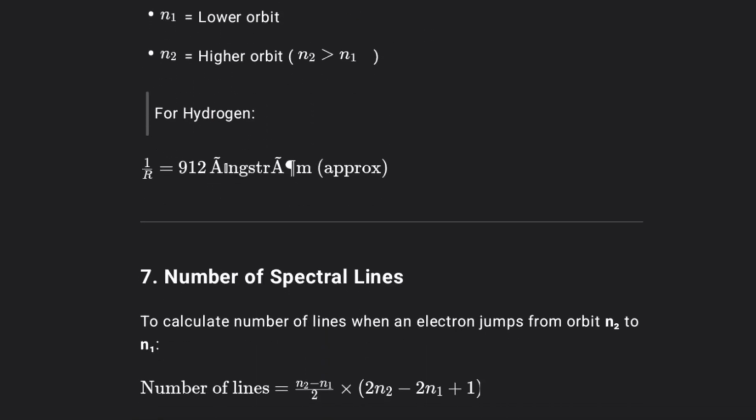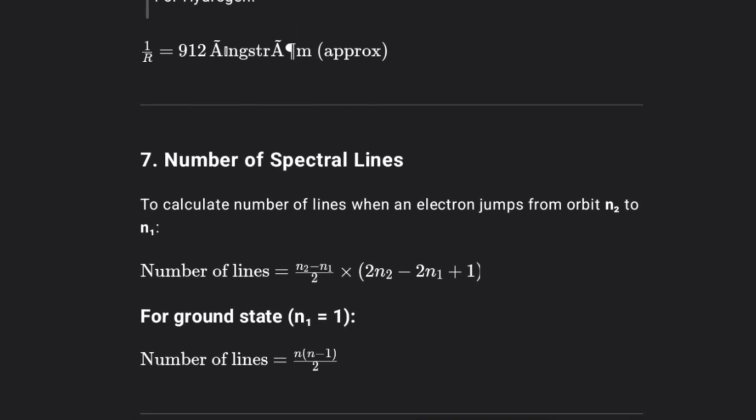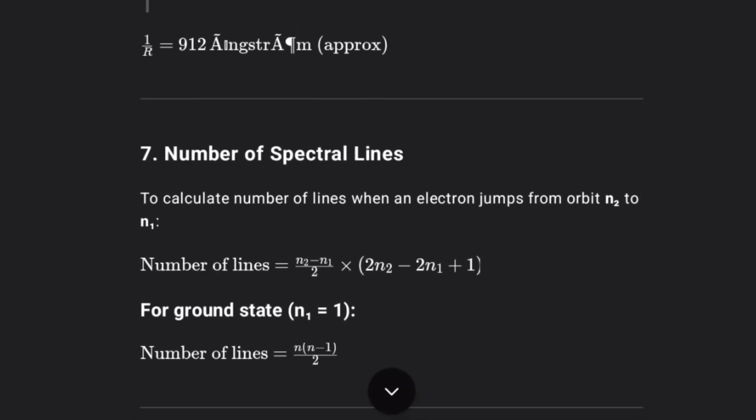7. Number of spectral lines. To calculate the number of lines when an electron jumps from orbit n2 to n1, the number of lines equals (n2 − n1)(n2 − n1 + 1)/2. For the ground state, n1 equals 1, the number of lines equals n(n − 1)/2 for an electron.